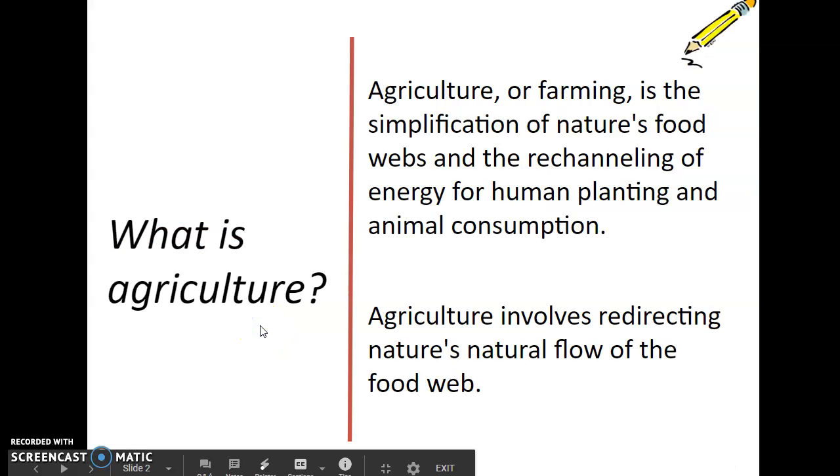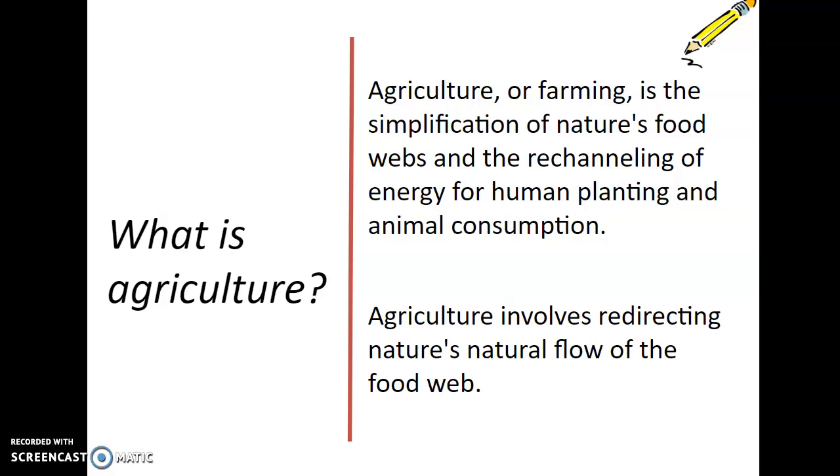So what is agriculture? You guys have probably heard of agriculture. It's also known as farming. So it is the simplification of nature's food webs and the rechanneling of energy for human planting and animal consumption. So we know that agriculture involves redirecting nature's natural flow of the food web.